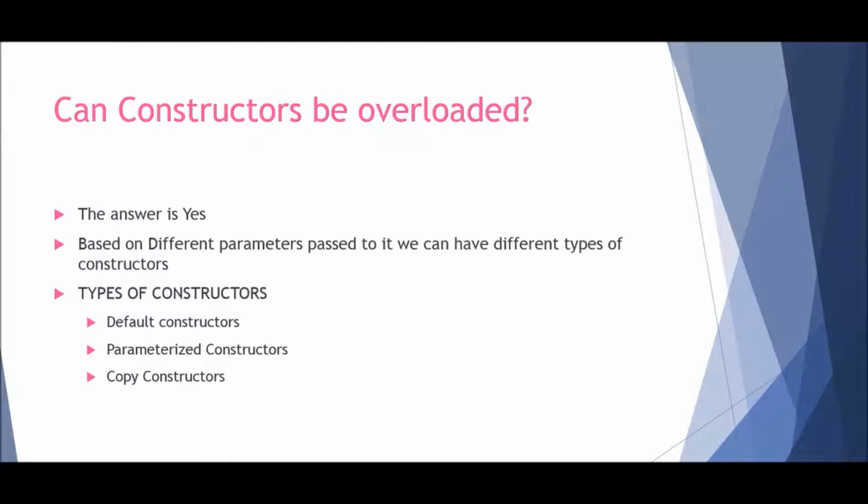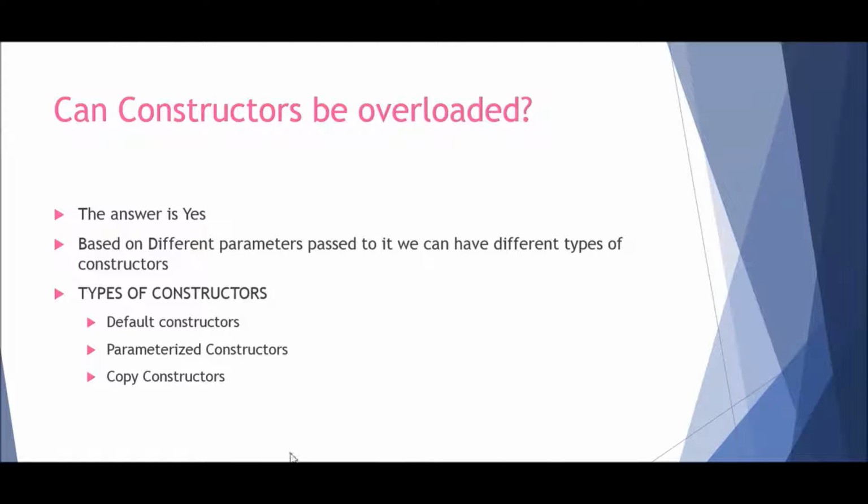Based on this feature, the constructor can be divided into three different types. One is the default constructor, the second one is the parameterized constructor, and the third one is the copy constructor. The first two types we will see in detail, and the third type is very important and elaborate, so I will make another video for explaining copy constructors in detail. Let's first see a default constructor.